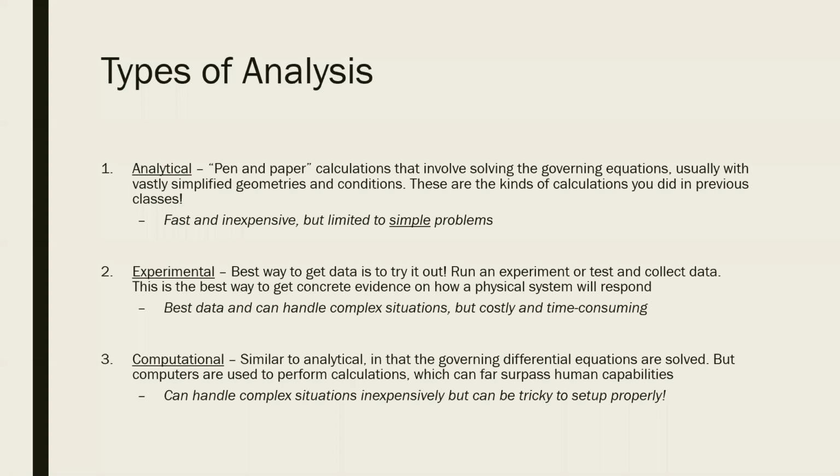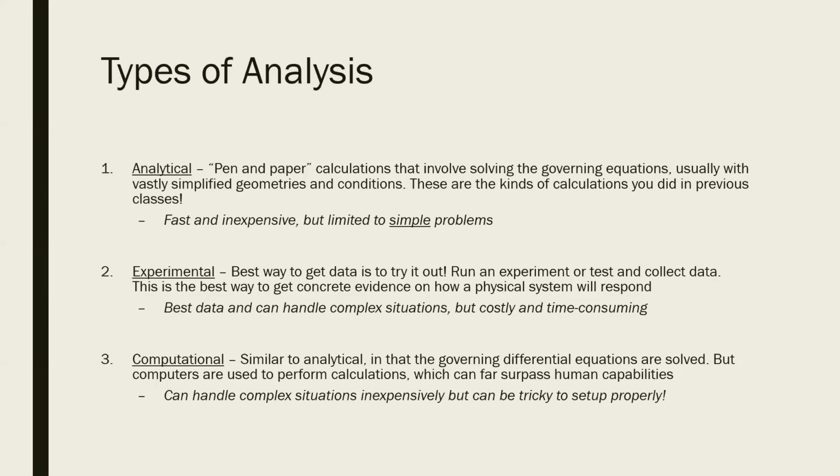But because you're doing all the calculations by hand, you're extremely limited in the kinds of problems that you can do. You're basically limited to the simplest of problems. So the next way that you can analyze an engineering system is with an experimental approach. The idea with the experimental approach is that the best way to find out what's going to happen to your bridge or your airplane is to just go out and try it. So you run an experiment, you subject it to all the loads and all the boundary conditions that you expect, and you collect data and see what's going to happen.